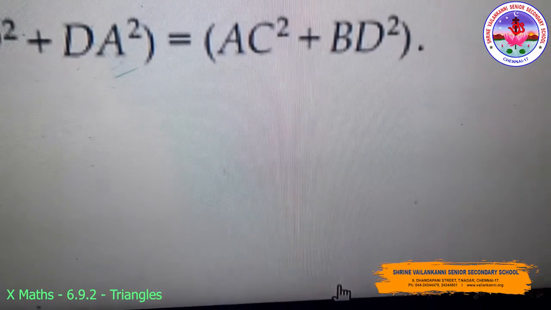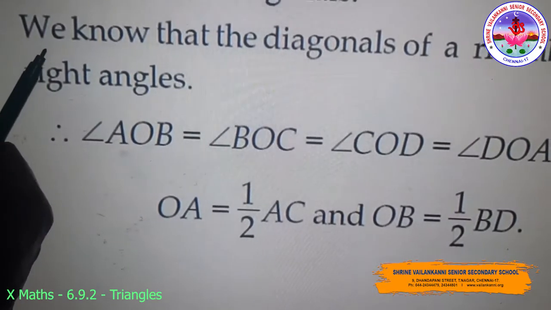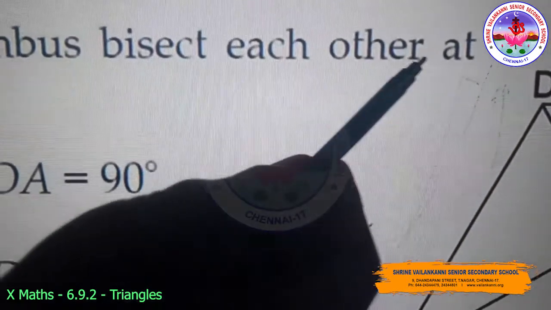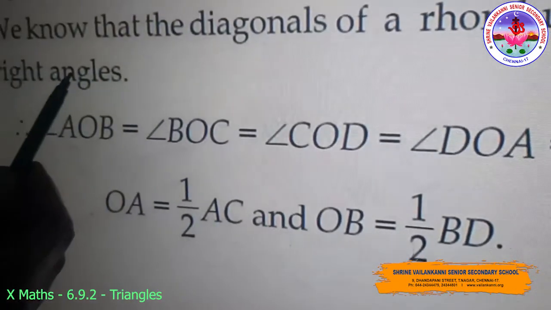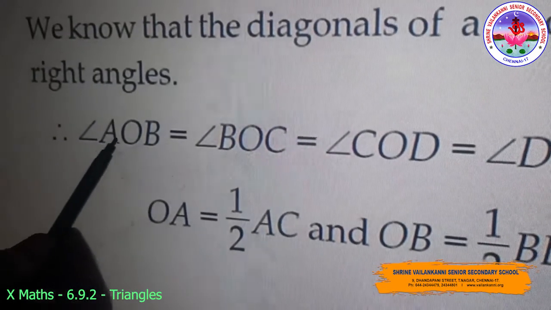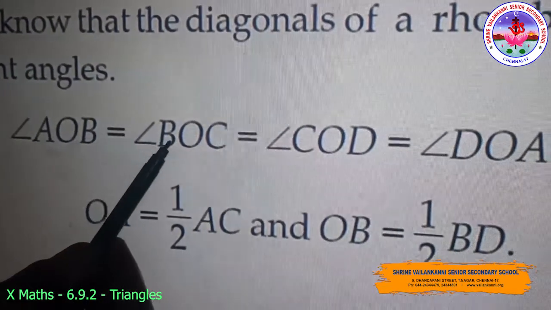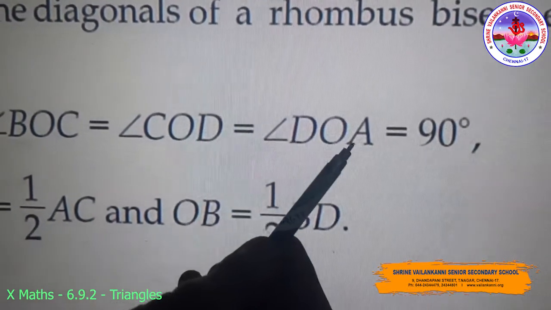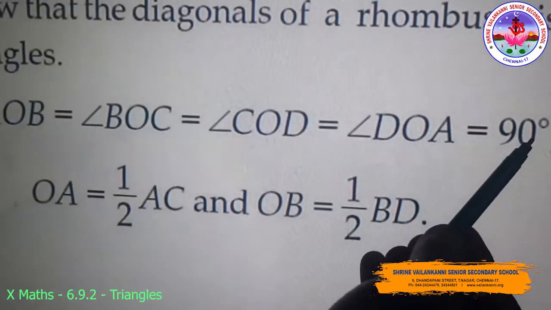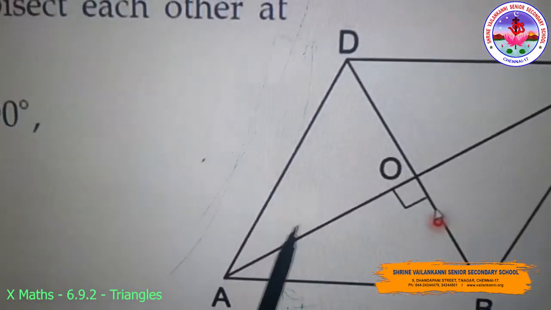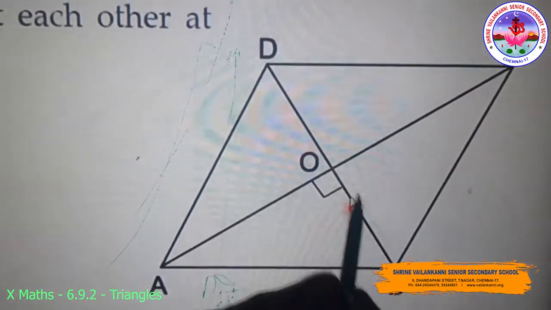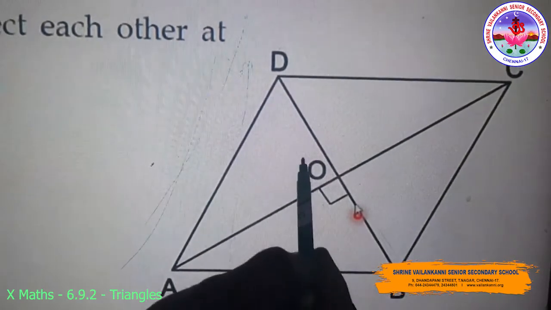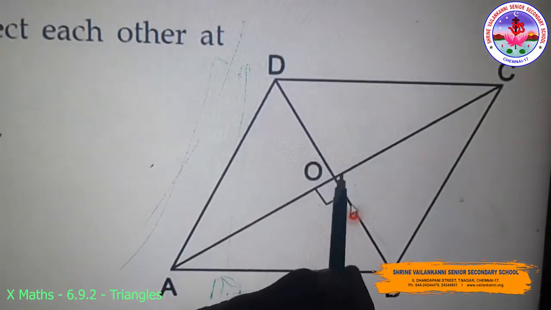So let us come to the proof. To the solution, we know that the diagonals of a rhombus bisect each other at right angles. So we get angle AOB is equal to angle BOC is equal to angle COD is equal to angle DOA is equal to 90 degrees. So in the figure, AOB, BOC, COD and DOA all form 90 degrees when the two diagonals intersect.